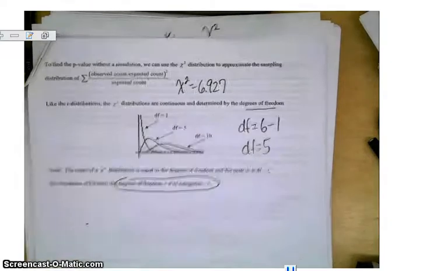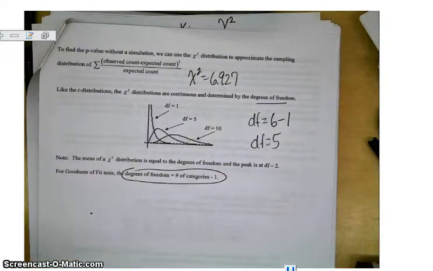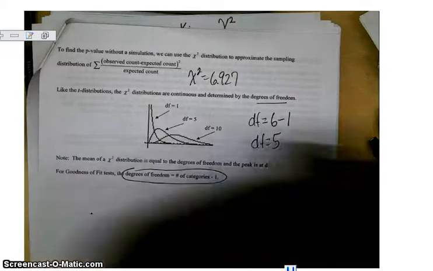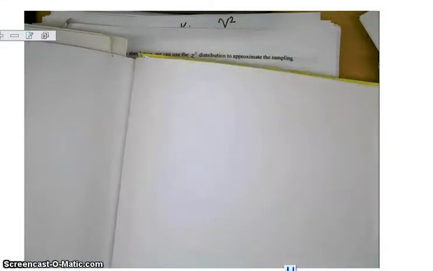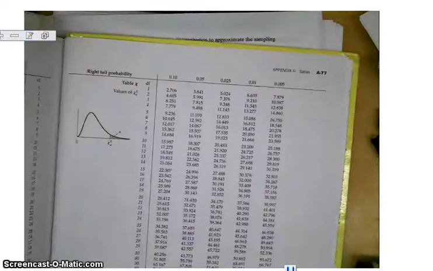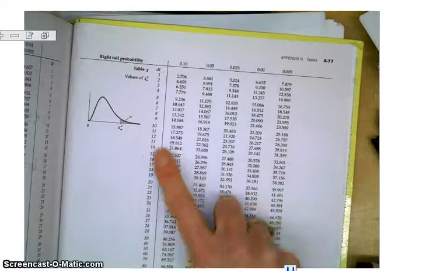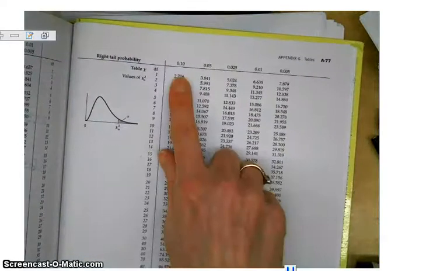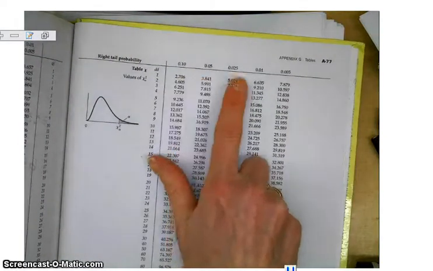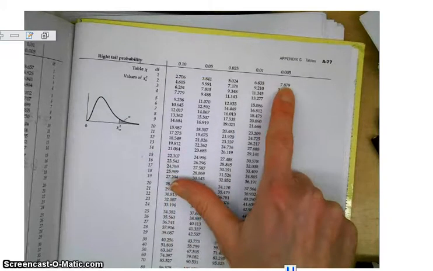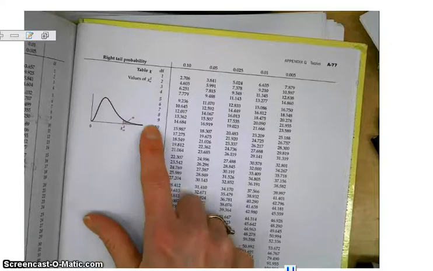Now the chi-square distribution is also in the back of your book. If you look at the distributions in the back of your book, I'm just going to pull it up here right now. There it is, in the very back of your book, and this is the chi-squared table. We've got our degrees of freedom along here, and then we have our significance levels: 10%, 5%, 2.5%, 1%, 0.005.